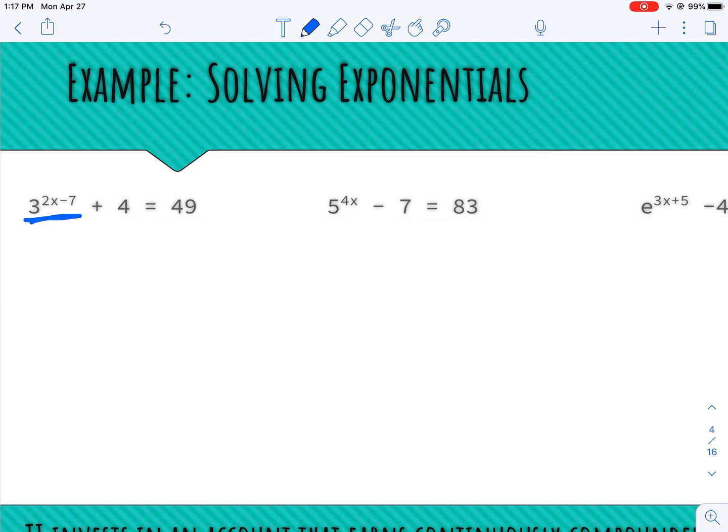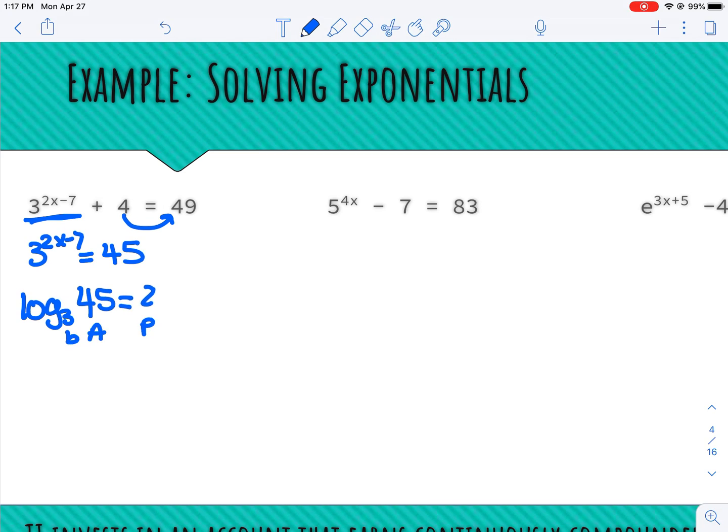When we're solving exponentials, we really just want to get the exponent part by itself first. So this 4, I'm going to move it over and I'm going to get 45. And now at this point, I can either do the log button, which is under alpha window, or I can do the log of 45 divided by the log of 3. So I'm going to go over here, log base 3 of 45. That's my base, that's my answer. My power is 2x minus 7.